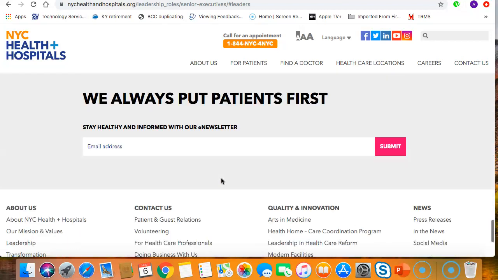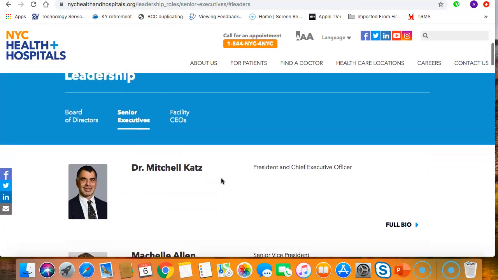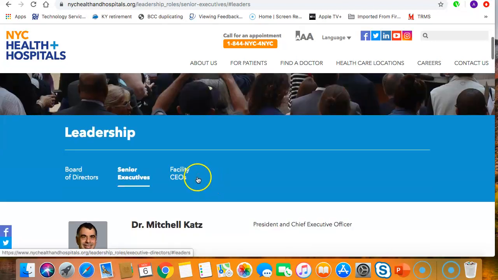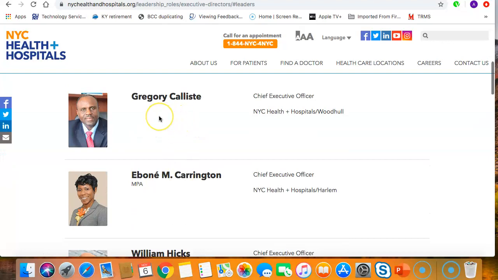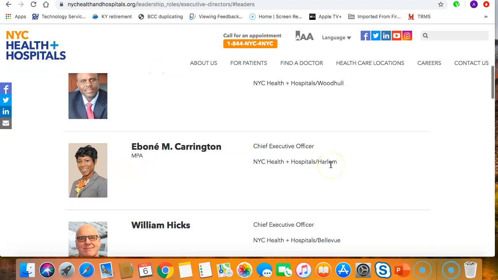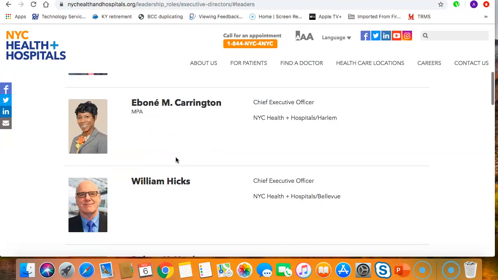Now, normally we think of hospitals as a unit, and this is an integrated delivery system comprised of different hospital campuses, as a matter of fact. So if we look at the facilities here, each facility has its own CEO. For instance, Gregory Calliste is the Chief Executive Officer of Woodhull Hospital, which is part of NYC Health and Hospitals. Harlem Hospital Center is headed by Ms. Ebony M. Carrington, and so on and so forth.